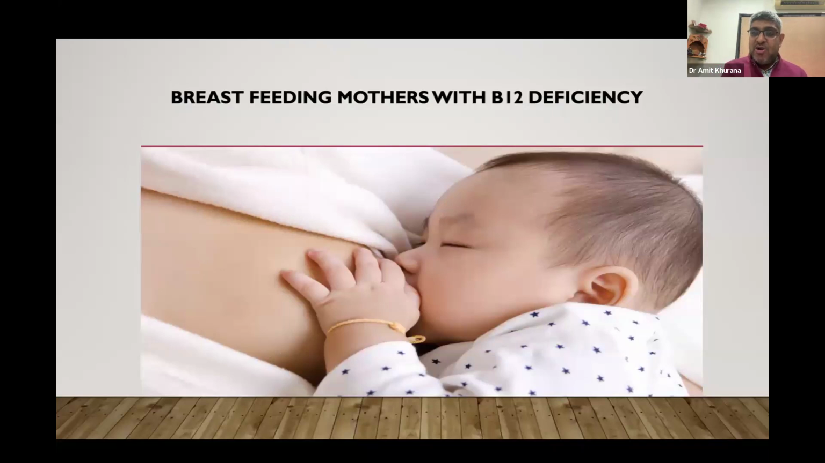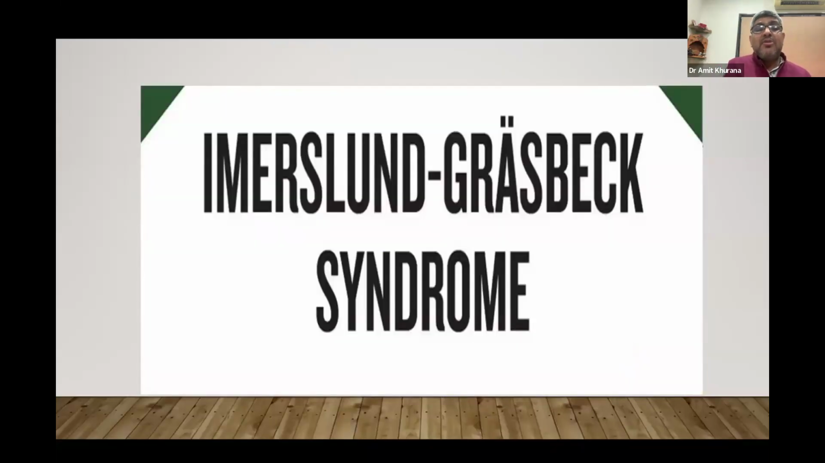This is the most common cause of megaloblastic anemia. The mother is B12 deficient and they are breastfeeding, and the child gets B12 deficiency. So if not B12 deficiency, what else in children? That's very important. And this is a congenital condition. You must not forget this.